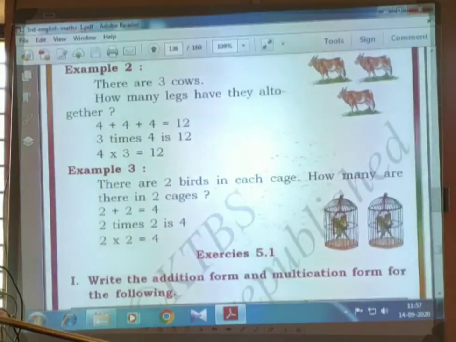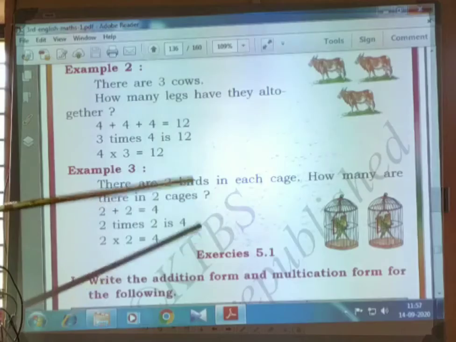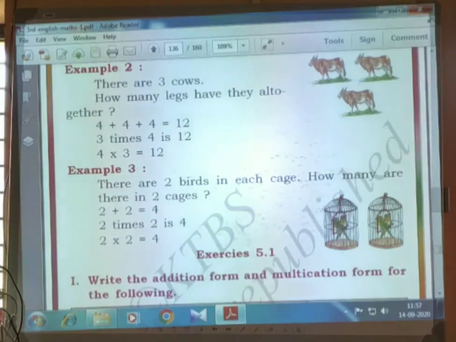Another example, there are 2 birds in each cage. How many are there in 2 cages? Here 2 cages are there. In one cage how many birds are there? 2. How many birds are there in 2 cages? You have to add 2 times, because they said you 2 cages. Then 2 plus 2 is equal to 4. 2 times 2 is 4. 2 into 2 is equal to 4.